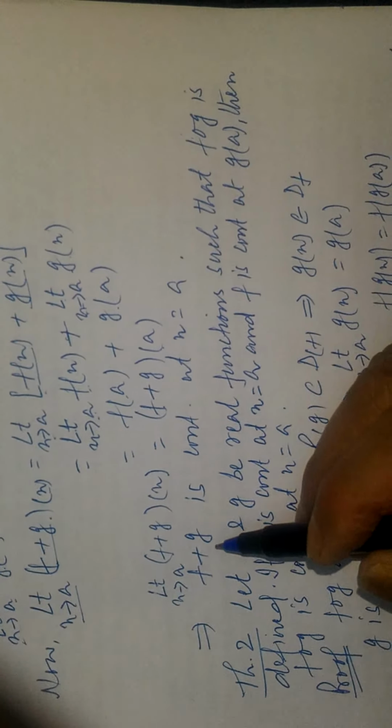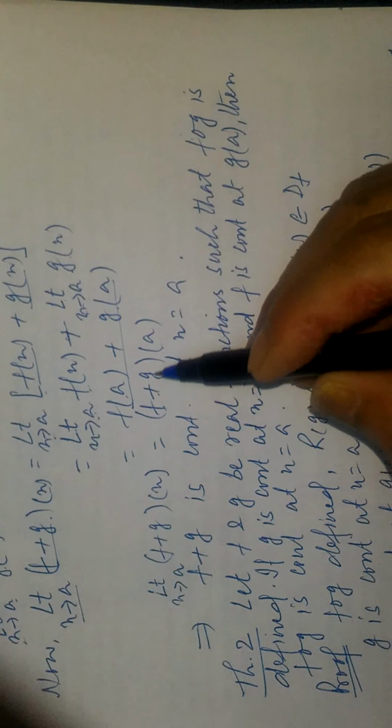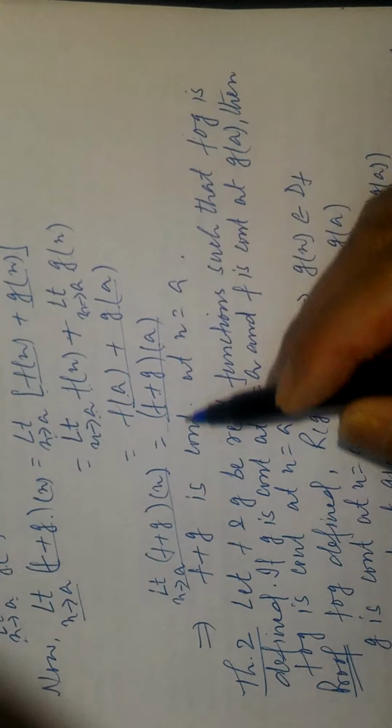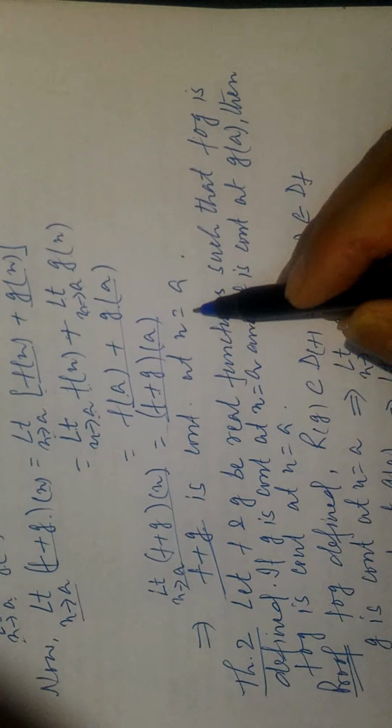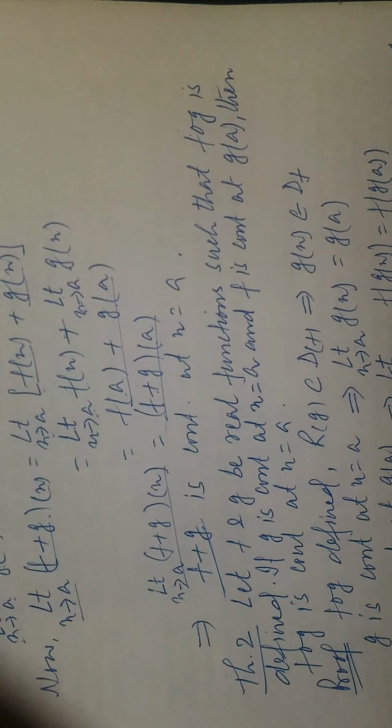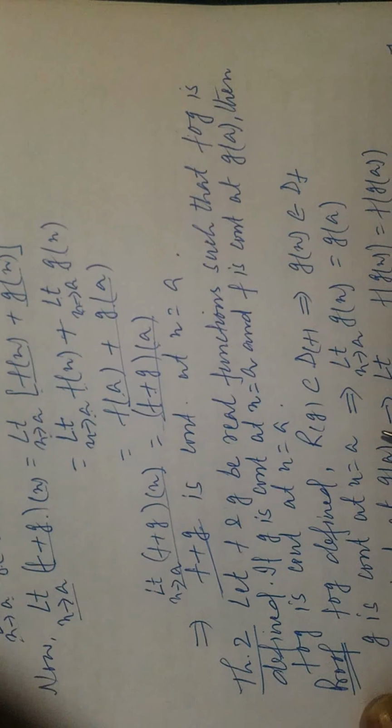So we can write this as f plus g of a. We have got that the limit of the function is equal to the value of the function at that point, so we can say f plus g is continuous. On the same lines, we can prove all the other properties, so we should understand that these properties are all valid.